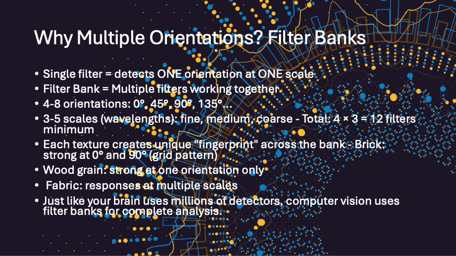You can't describe a complex feature or a complex texture with just one filter, right? That's why we use filter banks, multiple Gabor filters at different orientations, at different scales, working together. Your brain does the same thing. It uses millions of orientation selective neurons. Each texture creates a unique response pattern across the bank, like a fingerprint.